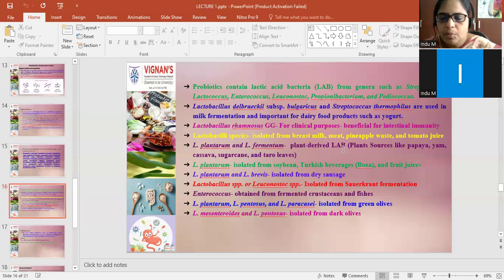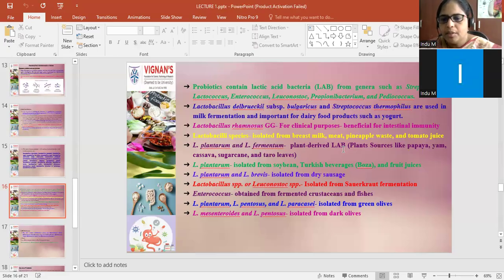If you see some examples of these probiotics and their important roles: Lactobacillus delbrueckii subspecies bulgaricus and Streptococcus thermophilus are used in milk fermentation and are important for dairy products, particularly yogurt. Lactobacillus rhamnosus GG is used clinically for maintaining intestinal immunity. These Lactobacillus species are generally isolated from breast milk, meat, pineapple waste, and tomato juices. Lactobacillus plantarum and fermentum are plant-derived lactic acid bacteria found in papaya, yam, cassava, sugarcane, and taro leaves.